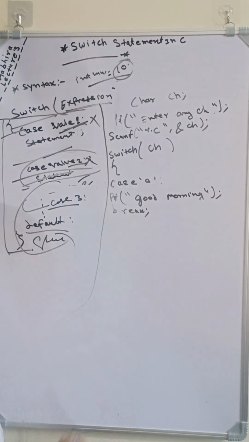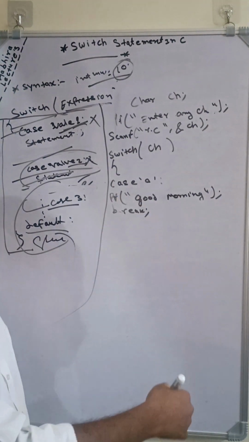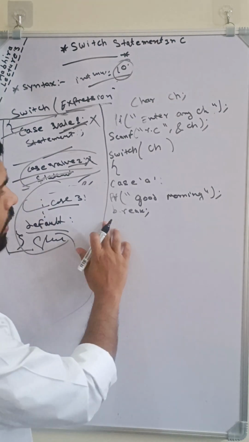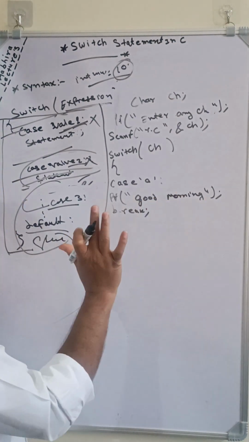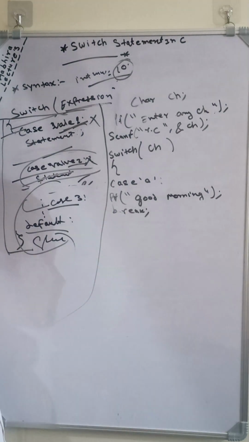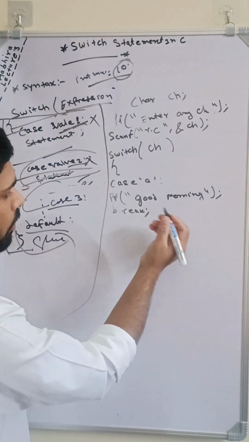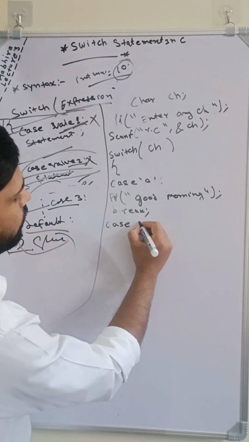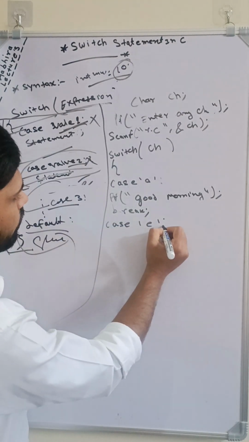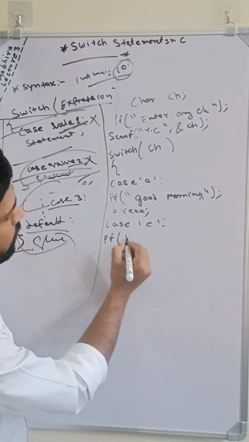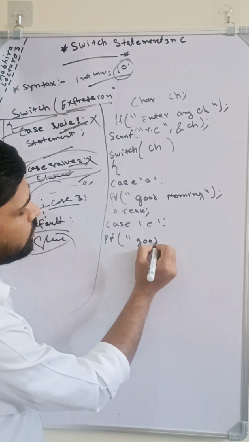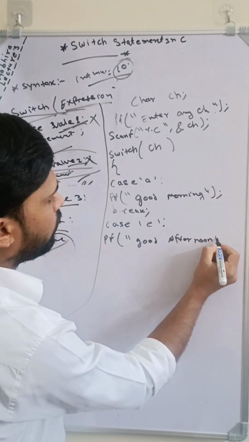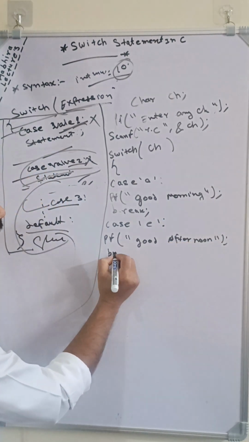If you do not give break, it will execute the other cases also. If we give break, it will execute up to here only and will not print the other cases; it will come out of the switch. Next, case 'e': print good afternoon, then break.